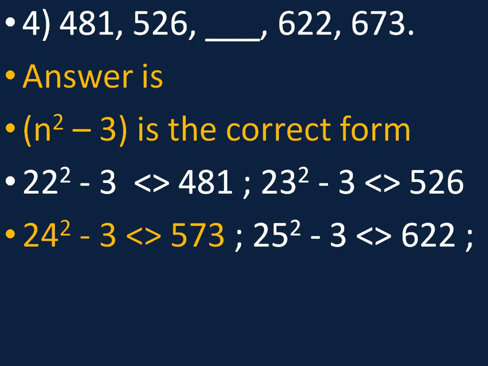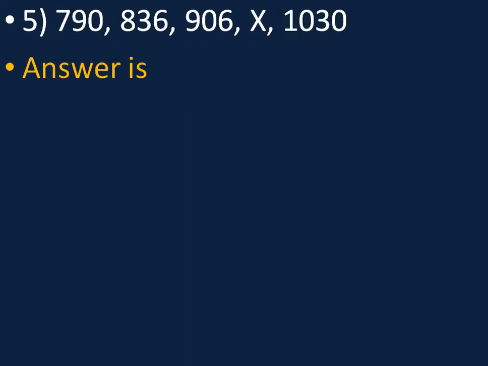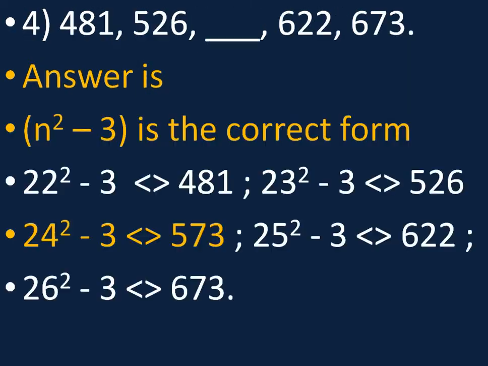And 25 square is 625, and after subtracting 3, we get 622. And the last number is 26 square, which is 676, and after minus 3, we get 673. So the answer here is 573 for the blank, which is followed after 526 and before 622. So the answer format for this question is n square minus 3.